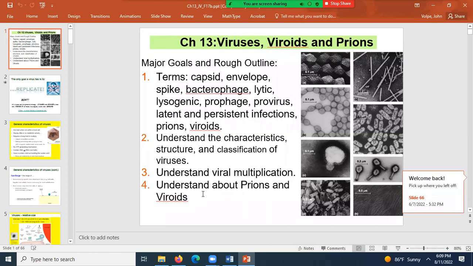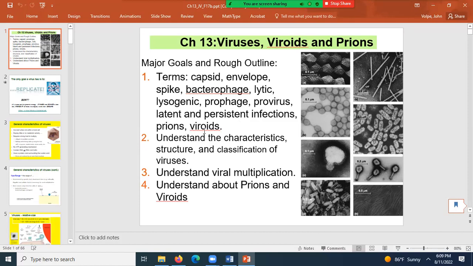Chapter 13 are viruses, viroids, and prions. The major goals and the rough outline are shown in this slide. So know the terms. What's a capsid to a virus? What's an envelope? What's a spike? What's a bacteriophage? What is a lytic life cycle? What's the lysogenic life cycle? What's a prophage? What's a provirus? What is the latent life cycle? What is a persistent infection? What is a prion? And what is a viroid?